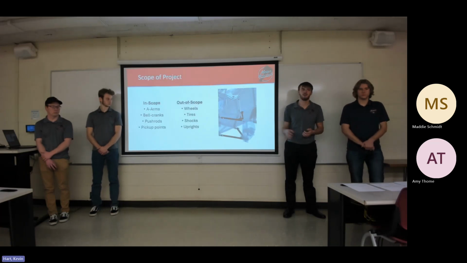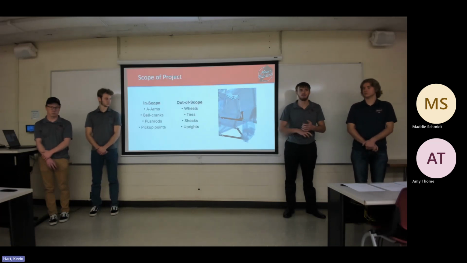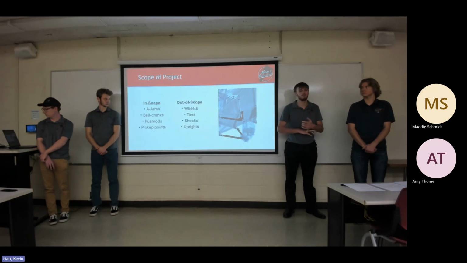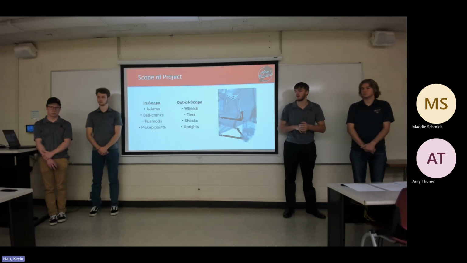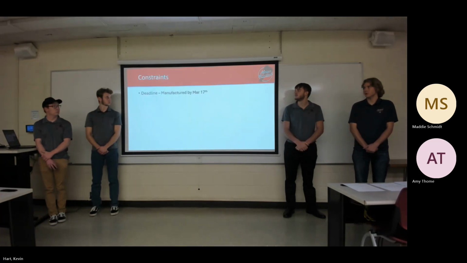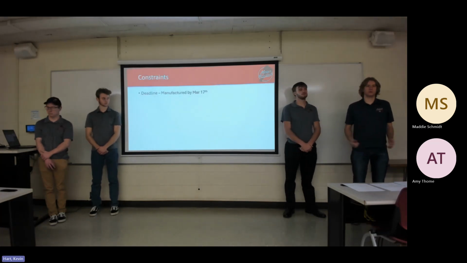So the scope of this project that we decided to look at was our A-arms, our belt cranks, our push rods and pull rods, and our pickup points for the suspension on this new car. We are all able to change those. Due to budget constraints, we will be keeping the same wheels and tires, the same shocks, and the same uprights and braking assemblies. So we needed to define a few constraints for the project.